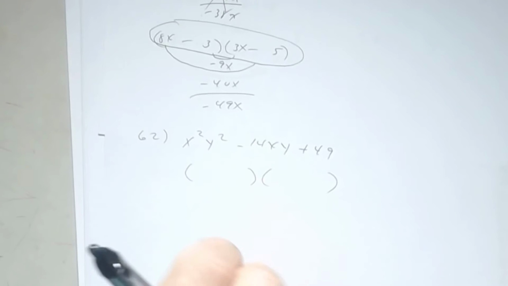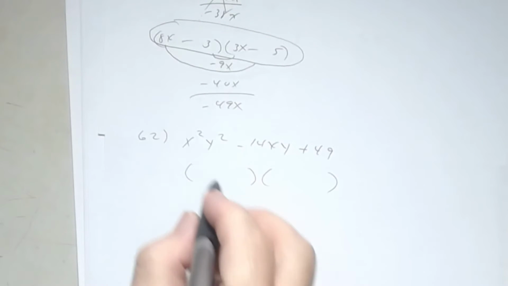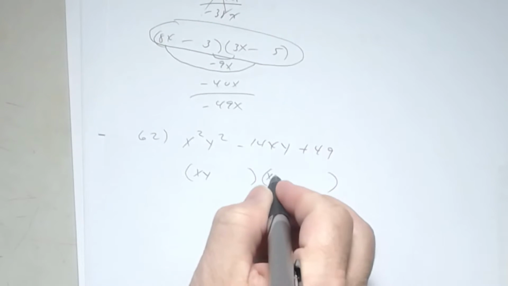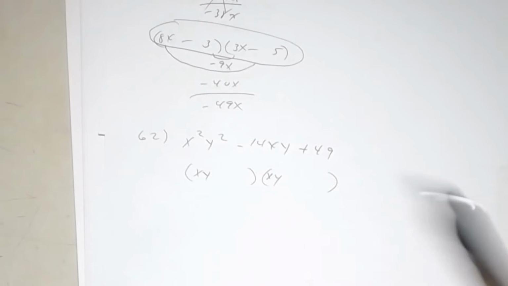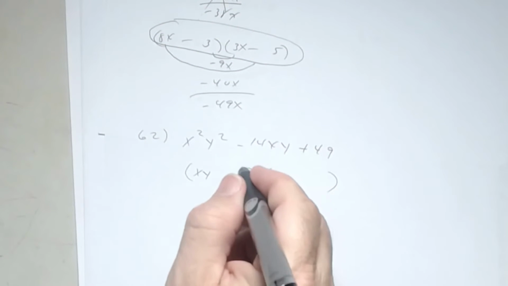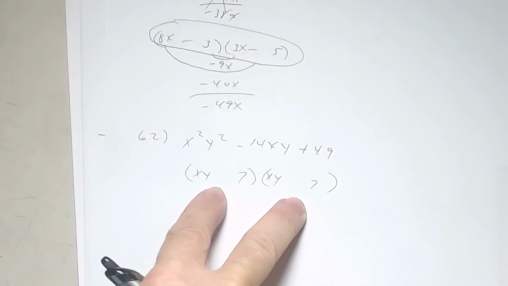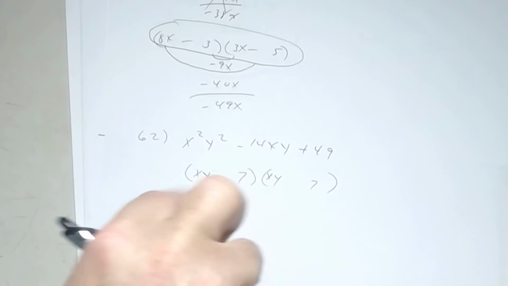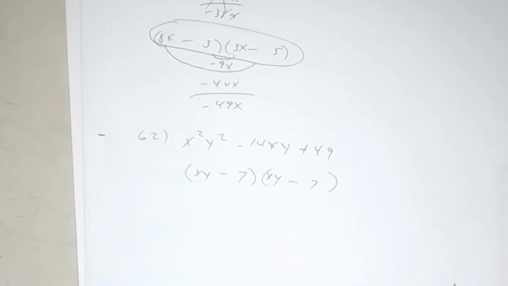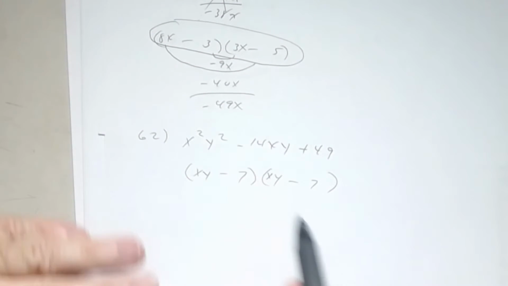What times what gives x squared y squared? X and Y. xy. What about 49? What do you want to try? 7 times 7. The last sign is positive, so these signs in here have to be the same, and they're both negative, because of the middle sign. So I've done my two binomials, but check.